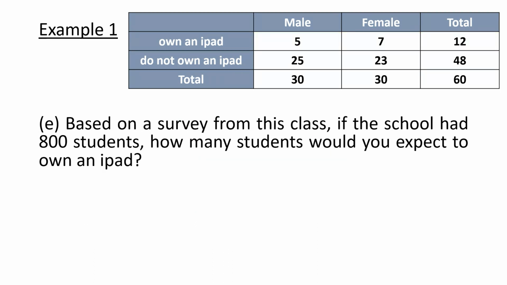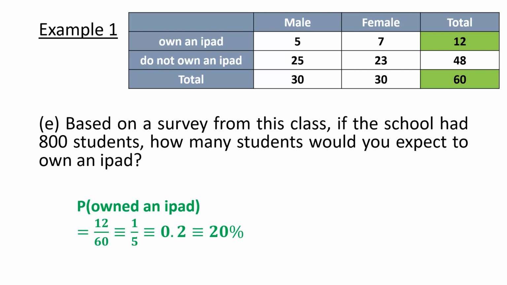All right, let's get on to a couple of tricky questions to finish. Based on a survey from this class, if the school had 800 students, how many students would you expect to own an iPad? Well, we worked out the probability of a student owning an iPad in a previous question. There's 12 of them that own an iPad out of 60. We're going back to all 60 students because there's no condition on this. So 20% chance a student owns an iPad.